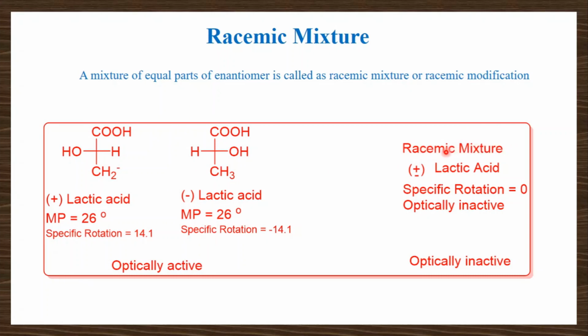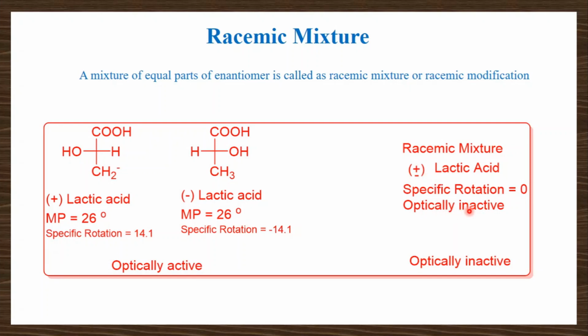But a racemic mixture is a mixture of equal parts of enantiomers, a mixture of plus lactic acid and minus lactic acid. The racemic mixture is denoted by this formula, plus and minus. This is how you indicate a racemic mixture. It means it has both the plus and minus enantiomers, plus and minus lactic acid. In this way you can denote the racemic mixture. The specific rotation is 0, and this racemic mixture is optically inactive.